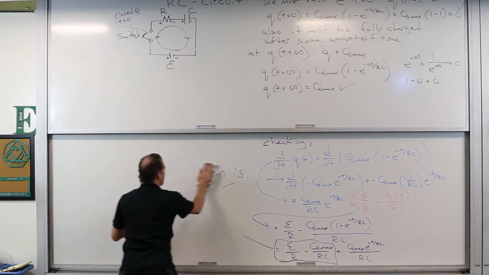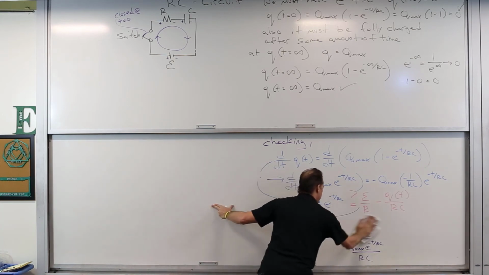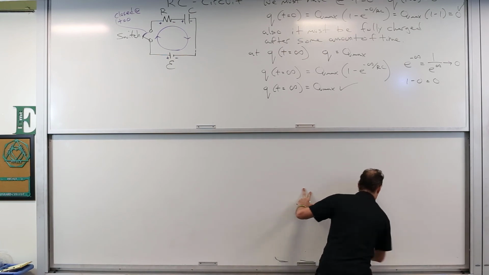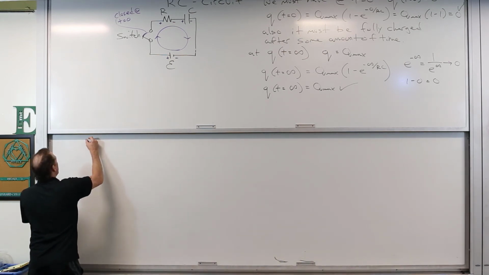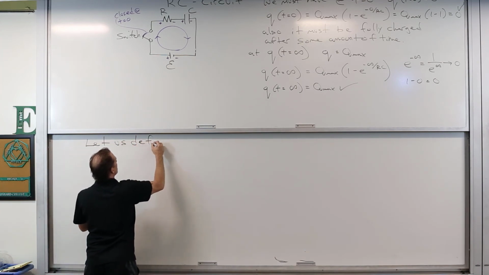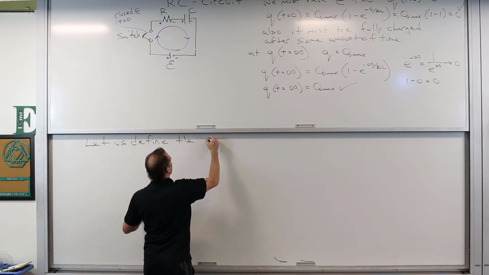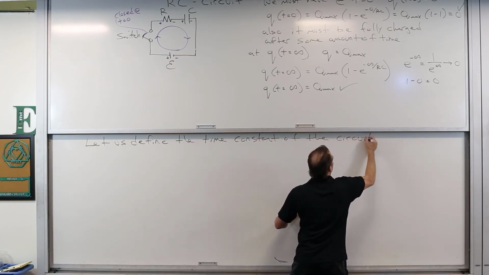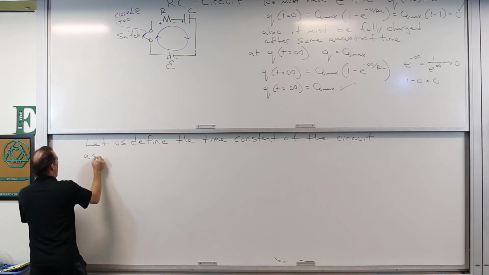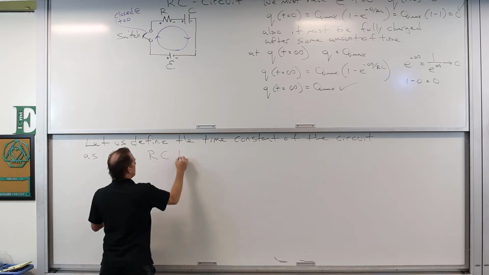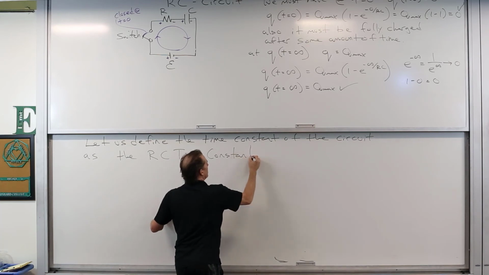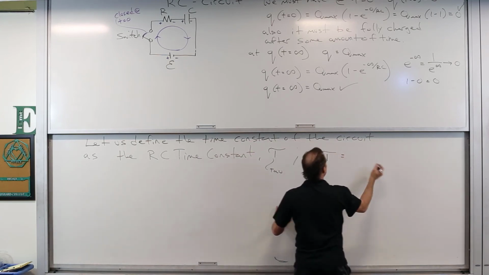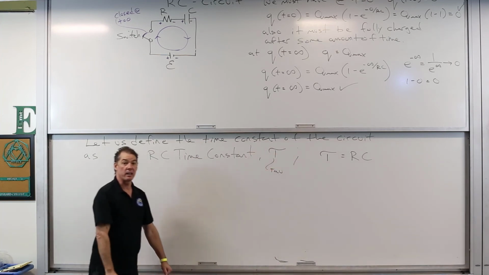So we're going to define what's known as a time constant. You may or may not have seen time constants before. If you haven't, that's okay, and if you have, then you'll know what's going on beforehand, but we still go through it one way or the other. Let us define the RC time constant of the circuit, tau. Tau is equal to R times C. That's it.